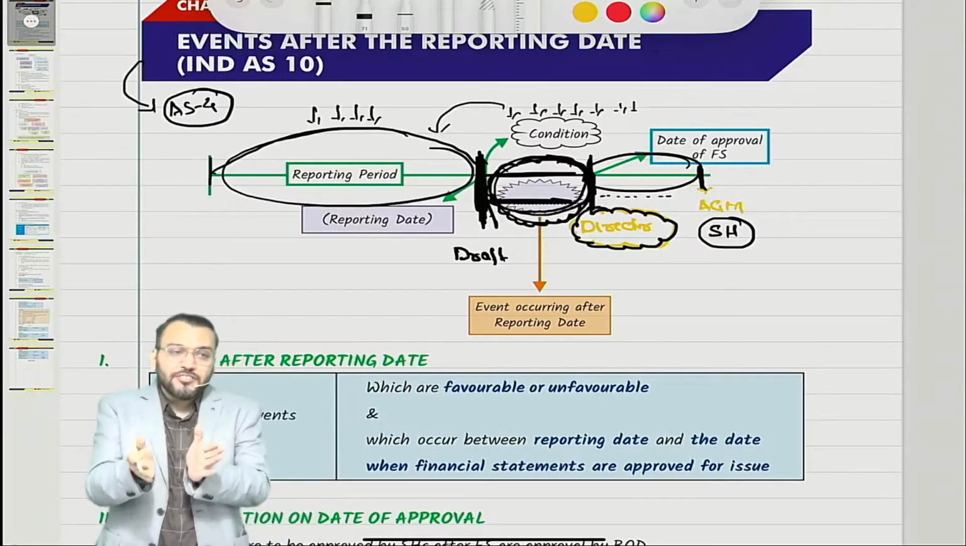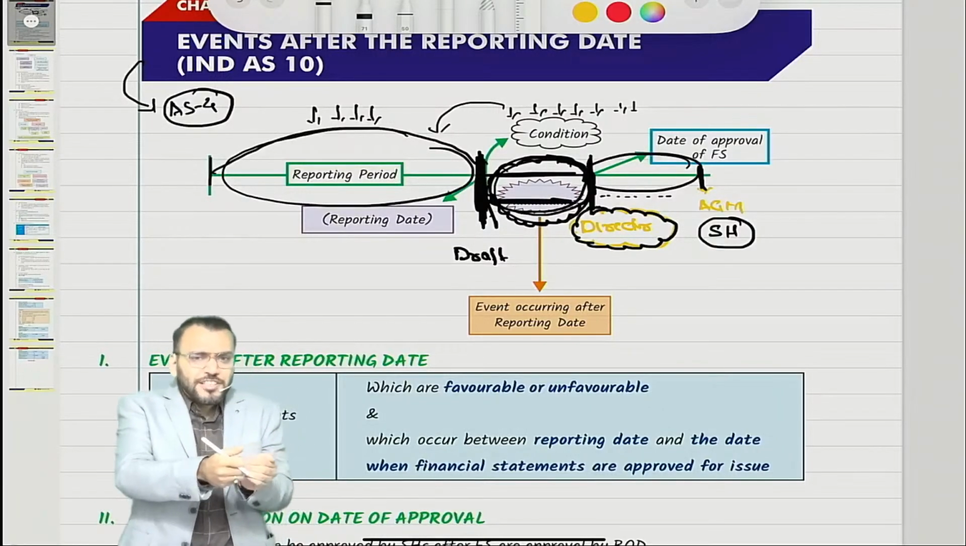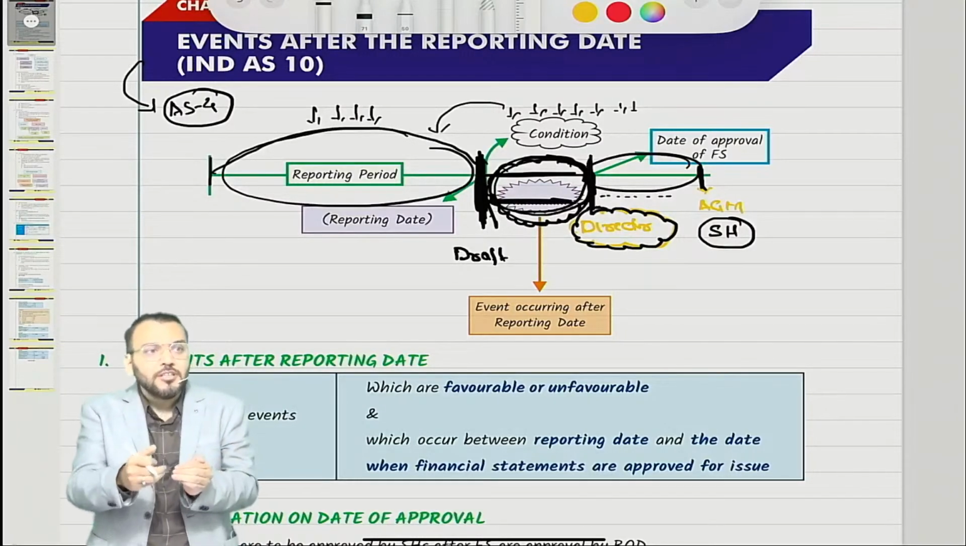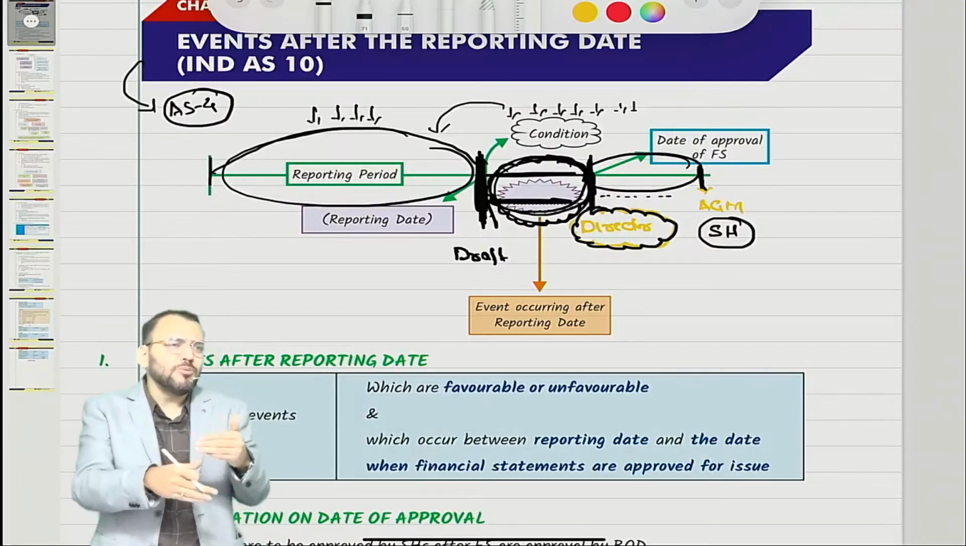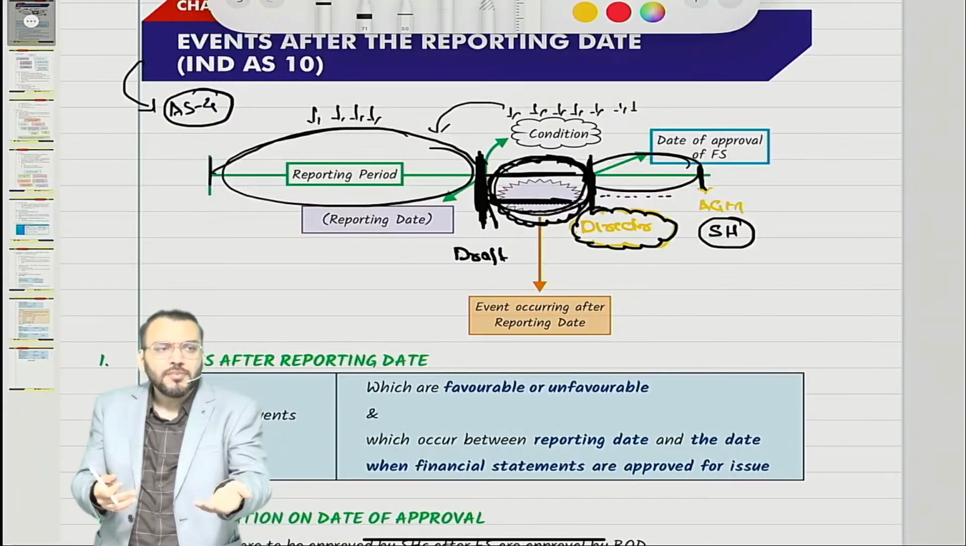And this draft financial statement will be prepared by management. Then books of account will be audited. Then the auditor will come, they will do the audit, etc. They will give some audit report.